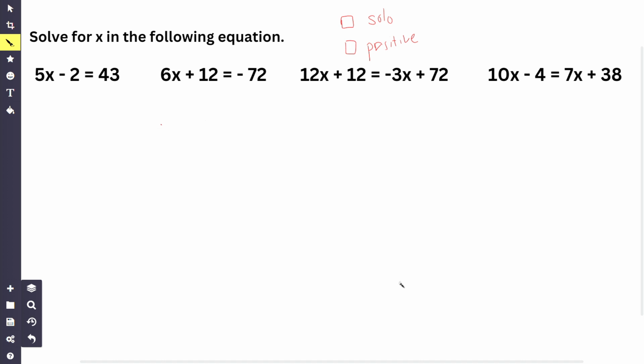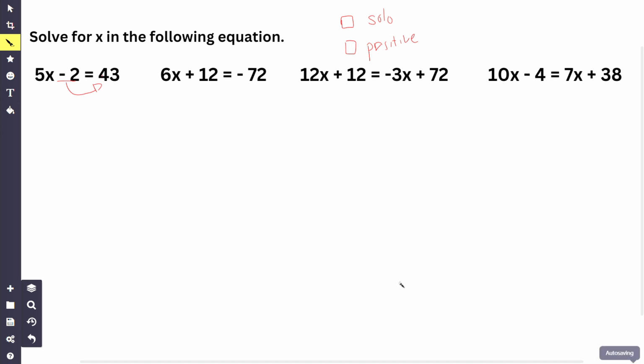So let's start first with our number one example here. 5x minus 2 equals 43. Okay, so what do we do here? Let's check. Is x already positive? Check, right? X is already positive here. However, is x already solo? Not yet. So what do we do? What we will do is we have to make the x alone or solo, by using some transposition. So what we'll do is we will transpose negative 2 to the right side.